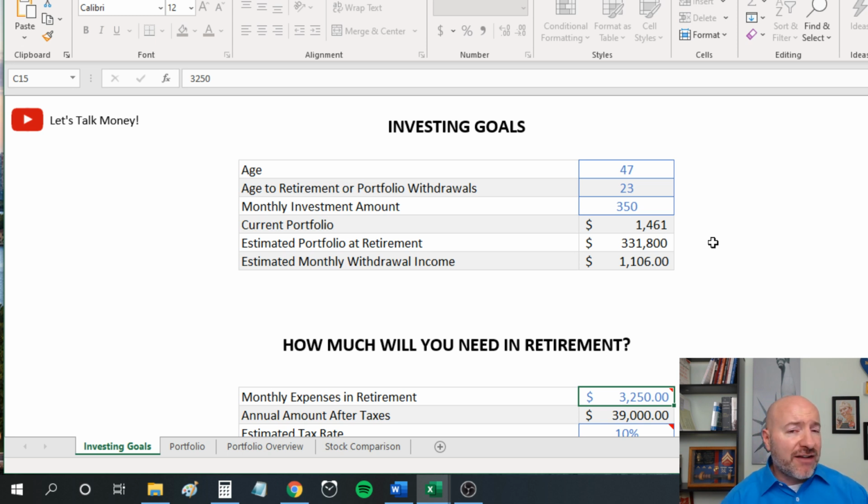It's not quite to that 586,000 by retirement, but it's still a decent nest egg to be able to provide for retirement. It's still going to give him an extra $1,100 a month plus Social Security to live on.